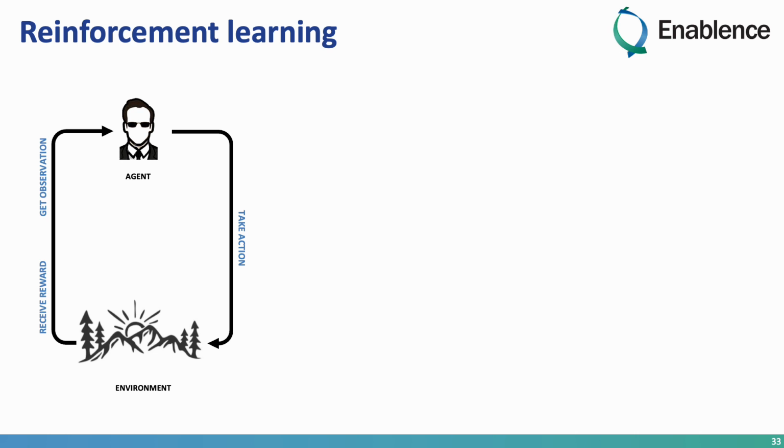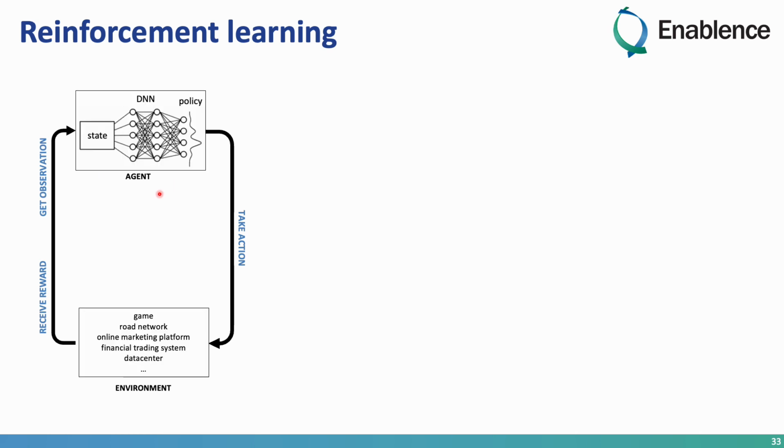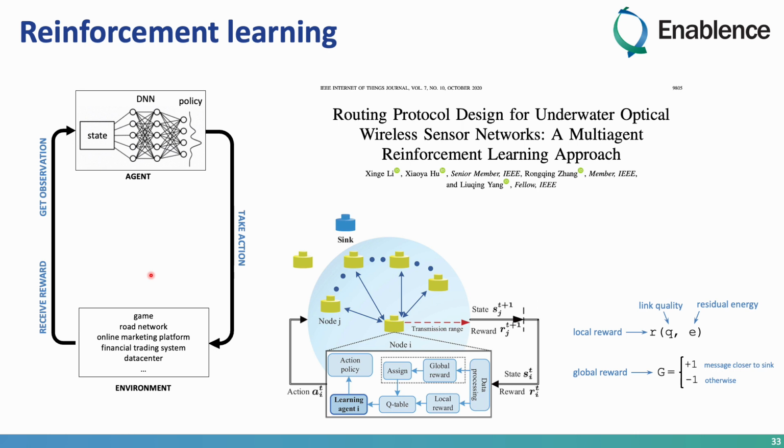The last topic we will discuss today is reinforcement learning. If you recall our previous discussion, it is a branch of machine learning that is inspired by the concept of learning through trial and error. When an agent is learning, it continuously updates the connection weights of its deep neural network using the gradient descent optimization algorithm. These adjustments result in gradual improvements in the policy employed by the agent. This is an example of work that employs reinforcement learning for routing in underwater optical wireless sensor networks.